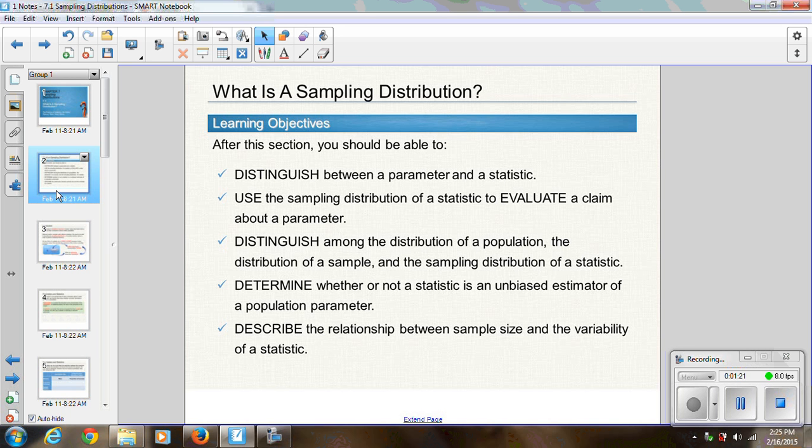We also need to be able to distinguish among the distribution of a population and the distribution of a sample, and then also the sampling distribution of a statistic. Sounds like a lot of the same terms, but there are some differences in the types of different distributions that we'll be looking at. We also want to know whether or not a statistic is biased or unbiased, and we also want to measure the variability of the statistic, which we can do with respect to the sample size.